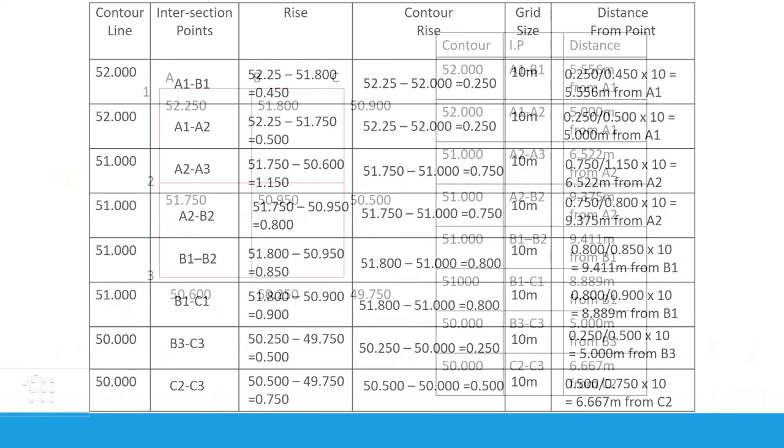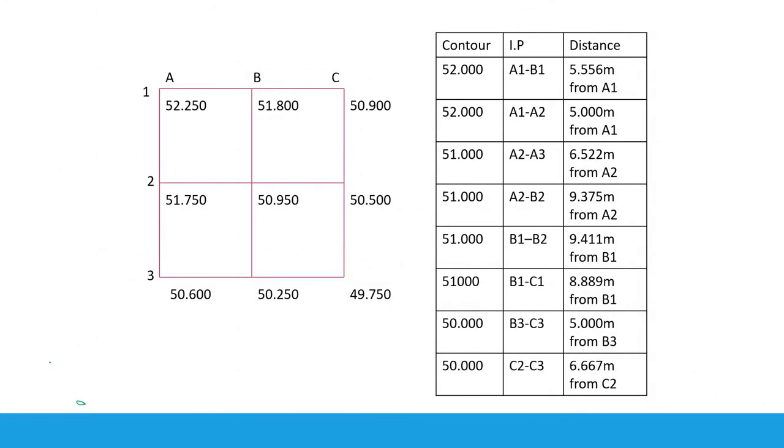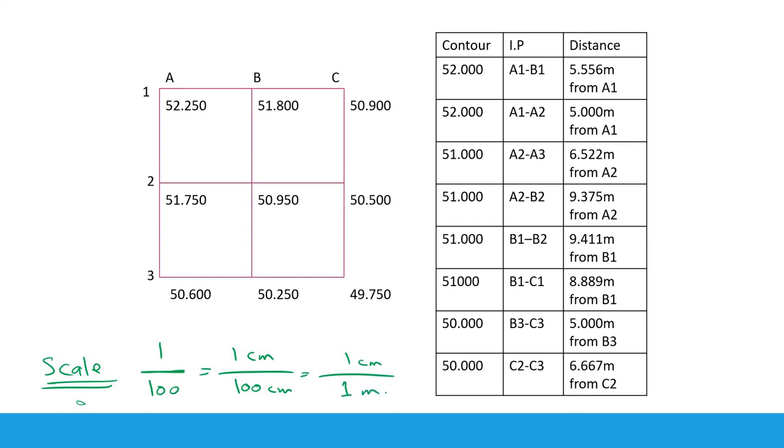Okay, now guys, after we have completed all the calculations, now we need to draw the contour lines on the grid. So we need a specific scale. Okay, let's say that we are going to use a scale of 1 to 100. 1 to 100 means that each 1 centimeter on our drawing represents 100 centimeters on the ground. Or in other words, 1 centimeter on the drawing is 1 meter. So now each 1 centimeter is 1 meter. So this is our scale, guys, 1 to 100.